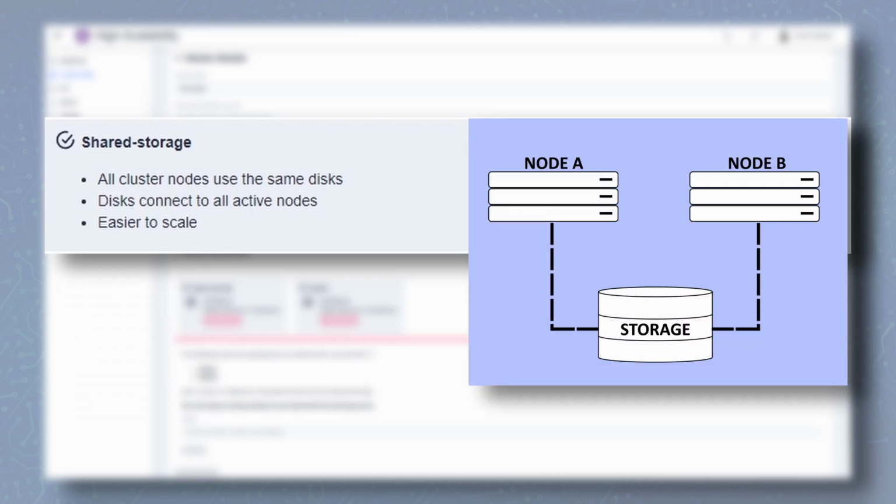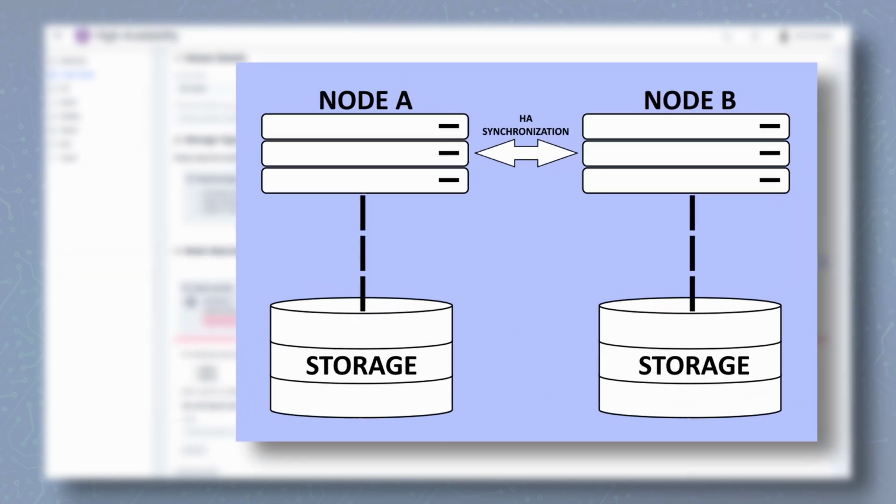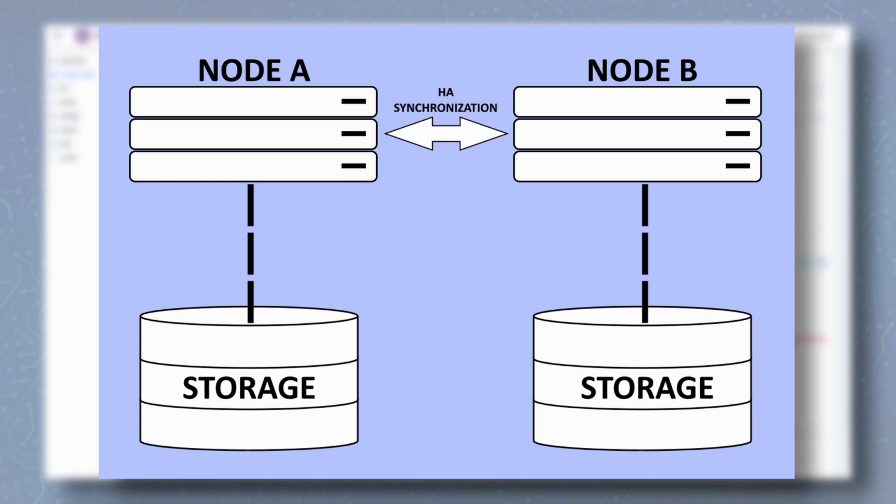A shared storage is where nodes share the same storage and disks are connected to all active nodes. However, in this video, we'll be setting up a shared nothing, so select Shared Nothing from the web app. A shared nothing cluster consists of two nodes, one active and one passive, each with their own locally accessible ZFS storage pool with the same name on non-shared storage.